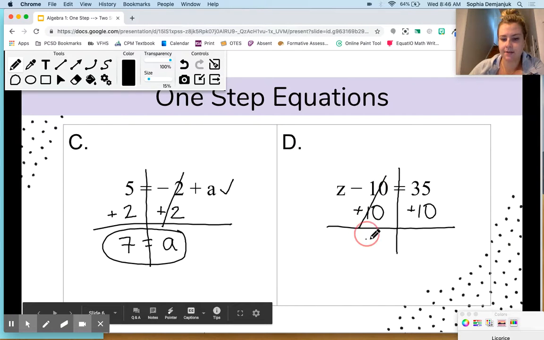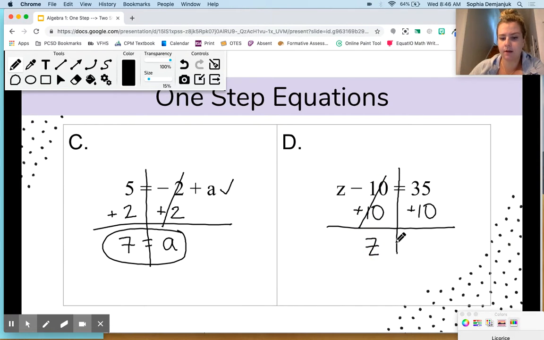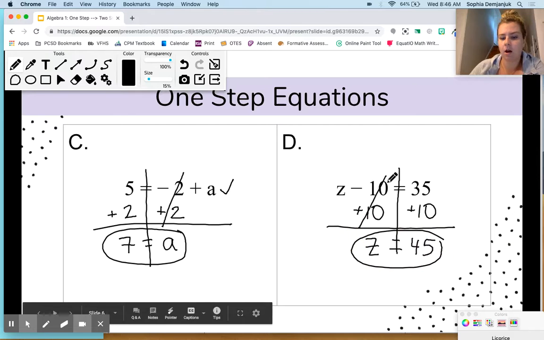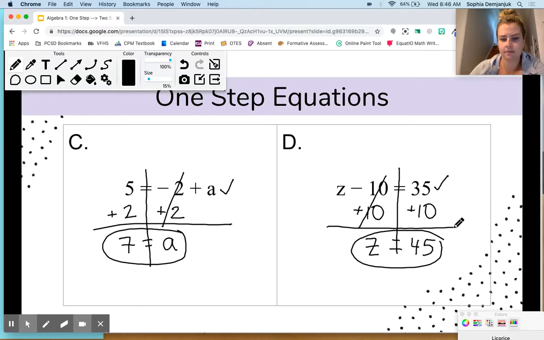Minus 10 plus 10 cancels out. We have z left over on the left-hand side equals 35 plus 10, leaves me with 45. Go back up to the top, check 45 minus 10, does that equal 35? And it does.